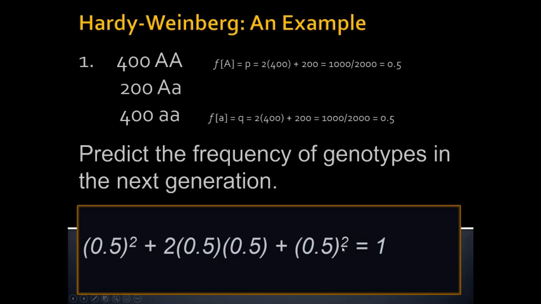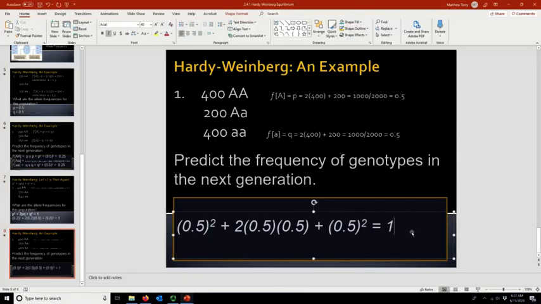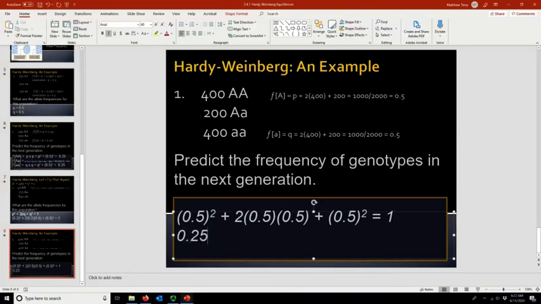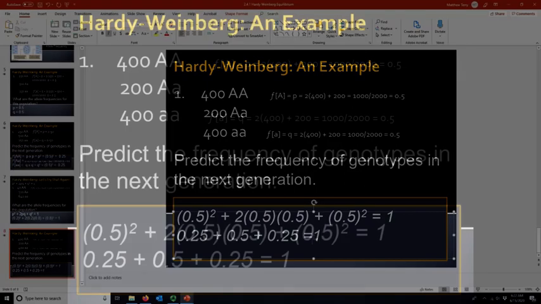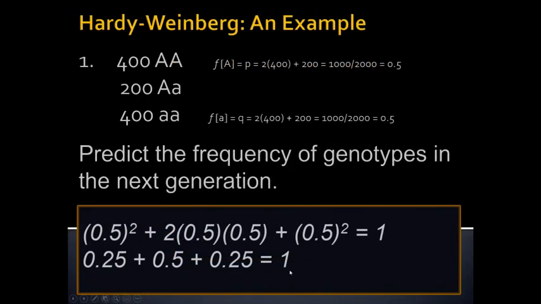Now, this looks familiar. This is just like the first example we did, right? So we're predicting in the next generation we should see 0.5 squared, or let's go ahead and say 0.25, right? 2 times 0.5 times 0.5 is going to be 0.5. And then 0.5 squared again, 0.25. Again, it's always going to equal 1. But that's not what we care about.